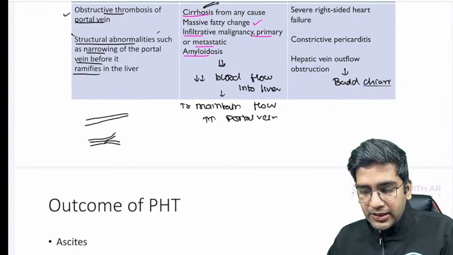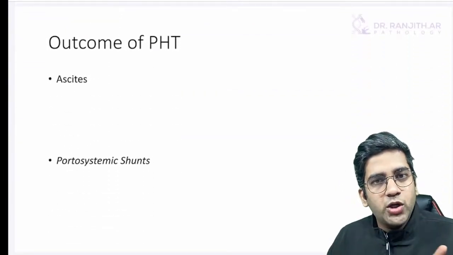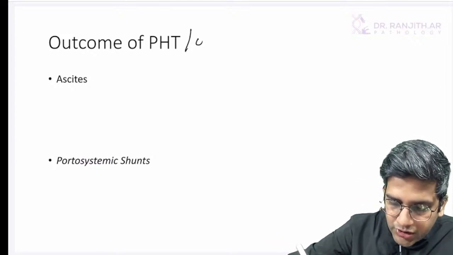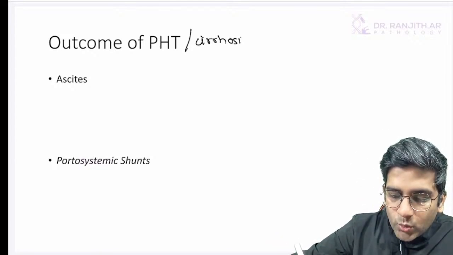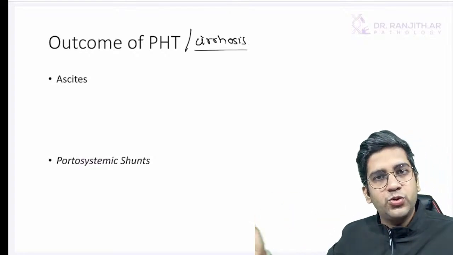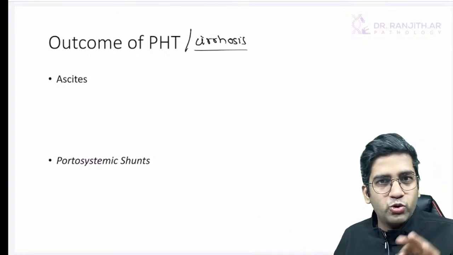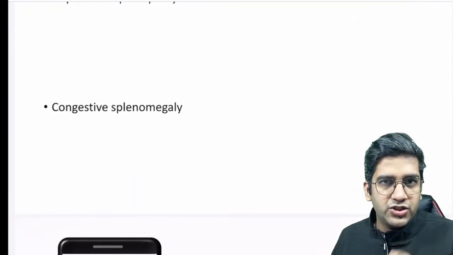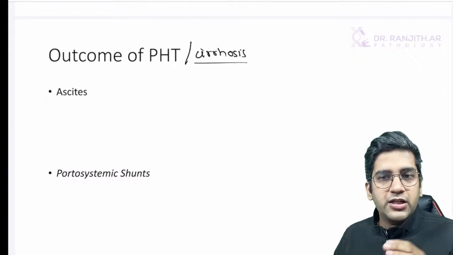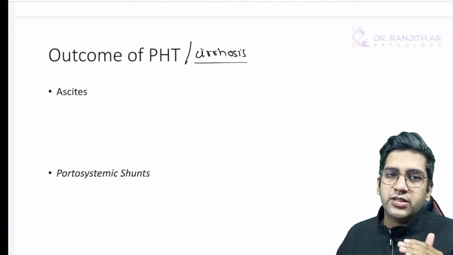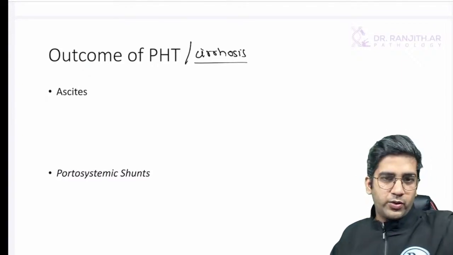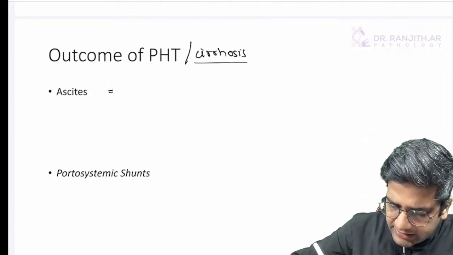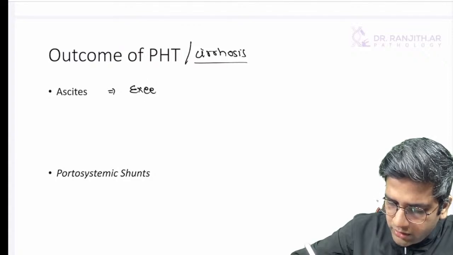Like I said, cirrhosis and portal hypertension are dealt with always together. So instead of writing outcomes of portal hypertension, we can use the term cirrhosis and portal hypertension, which means all these four findings we can write in cirrhosis also. Ascites, portosystemic shunts or your varices, we have hepatic encephalopathy and congestive splenomegaly. These are the four major outcomes of cirrhosis as well as cirrhosis and portal hypertension. Fine. Okay. Ascites. What do you mean by ascites? Just a few words. Ascites is nothing but excess fluid in your peritoneal cavity.